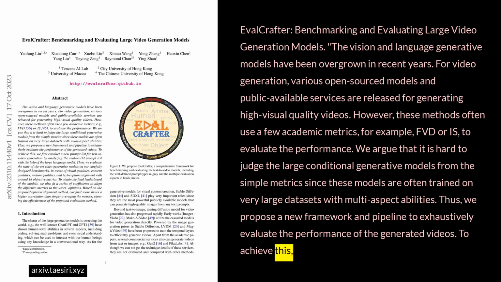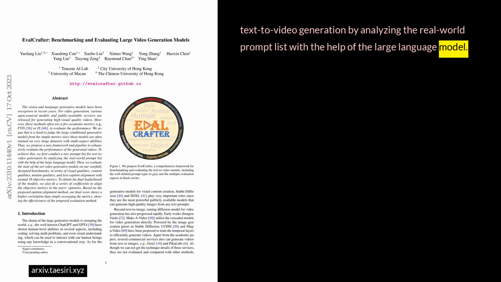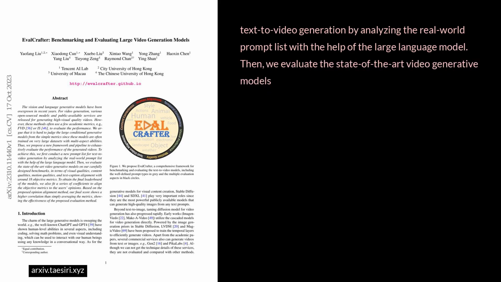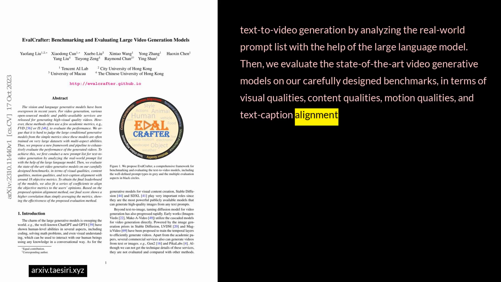To achieve this, we first construct a new prompt list for text-to-video generation by analyzing the real-world prompt list with the help of the large language model. Then we evaluate the state-of-the-art video generative models on our carefully designed benchmarks in terms of visual qualities, content qualities, motion qualities, and text caption alignment with around 18 objective metrics.